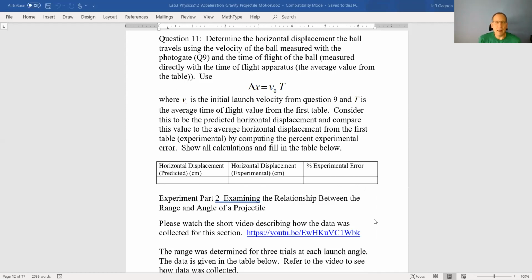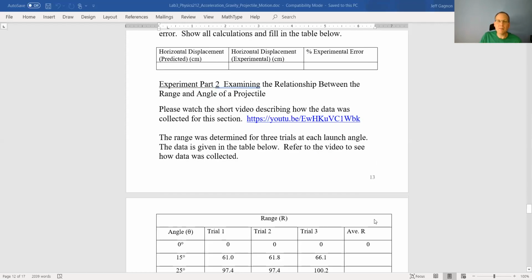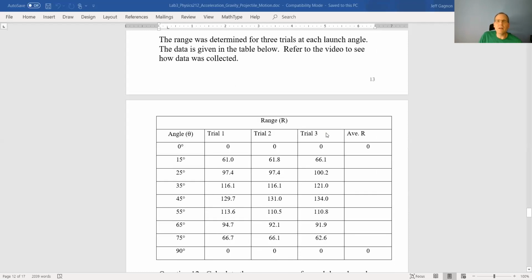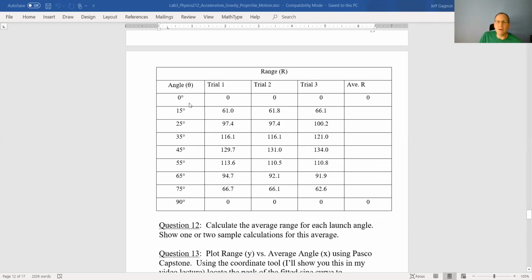Okay, so that whole first part was simply to figure out the launch velocity using two different methods, and to figure out the horizontal displacement using two different methods. That was it. Now we're going to get into the main part of the experiment. And again, make sure you watch my video because I show you how I collected this data. It's a short video. Here is where we want to vary the launch angle.